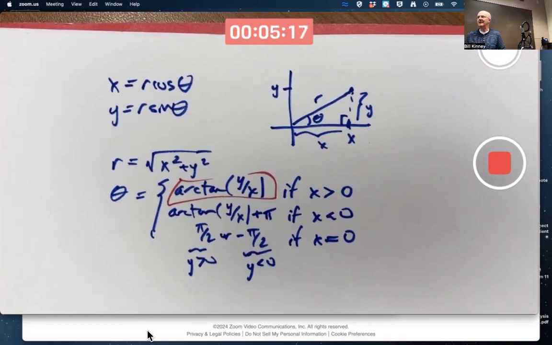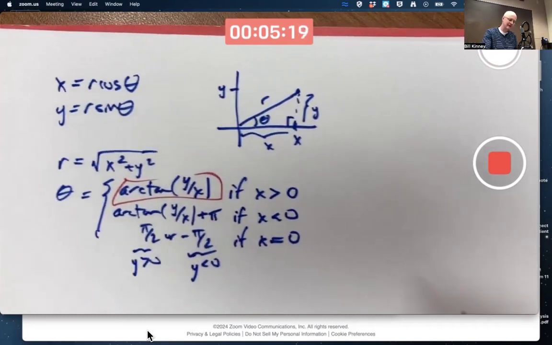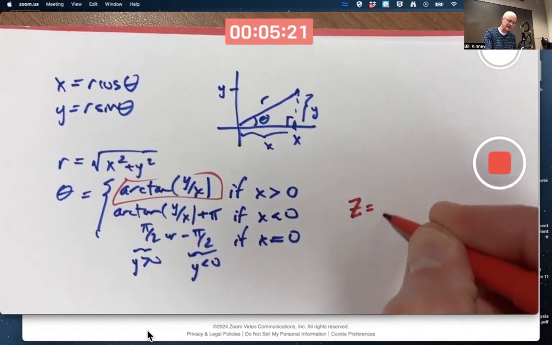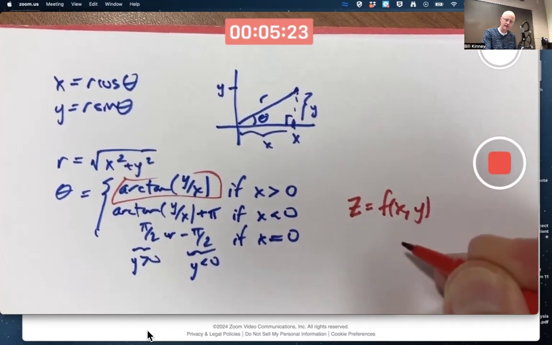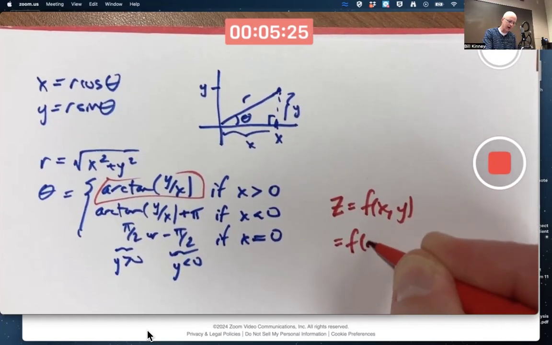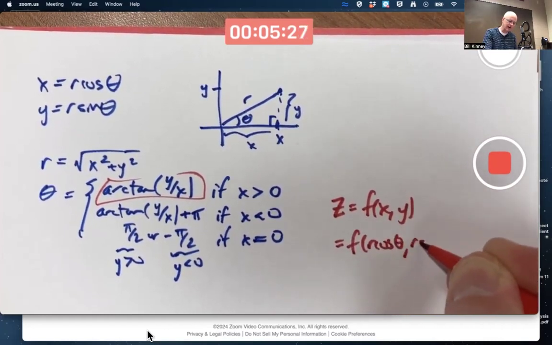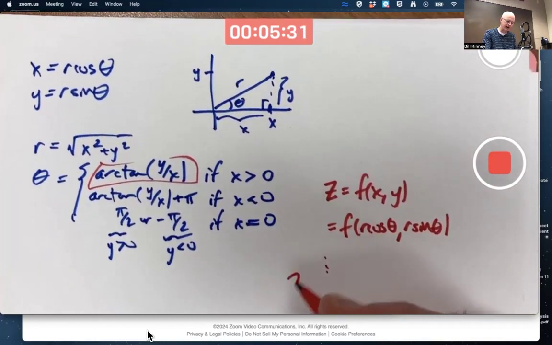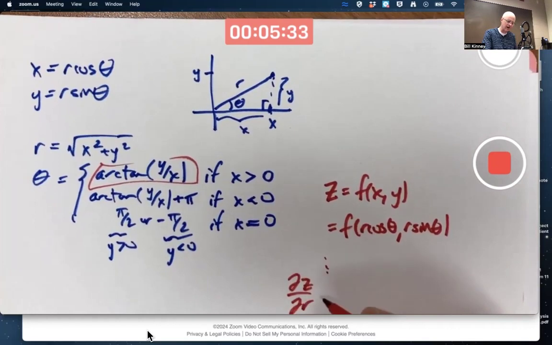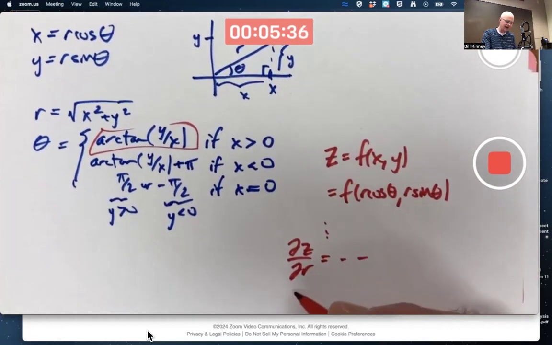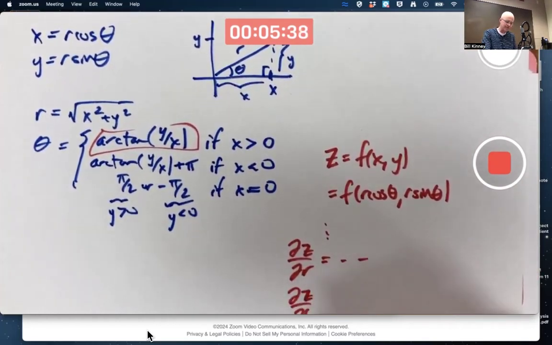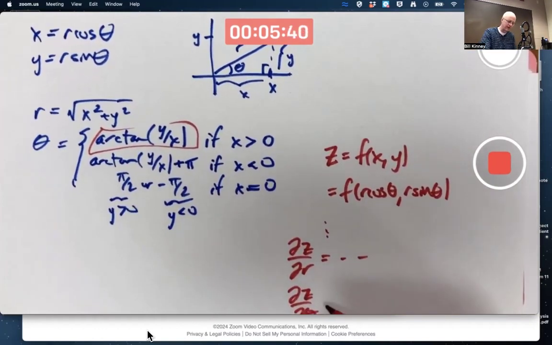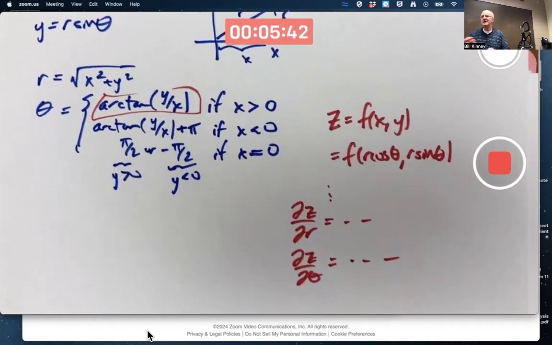I showed you last time that you could take a function z of two variables and replace x and y with r cos theta and r sine theta, and use the chain rule to ultimately find dz dr and dz d theta. That's what we focused on last time, but you actually can do it the other way around too.